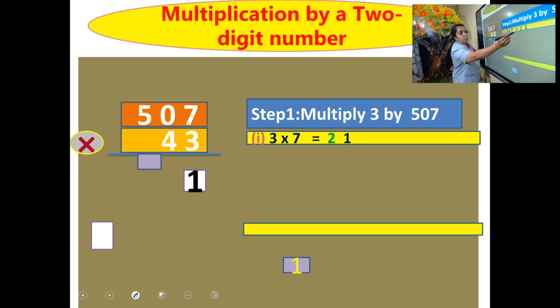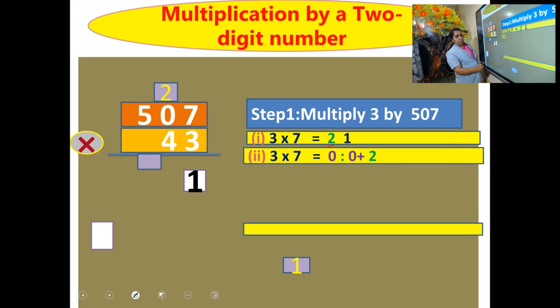Then we'll write this 2 as our carryover. So ones place is over. Then 3 zeros. You have to write here 3 zeros.